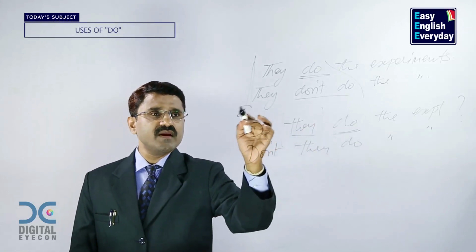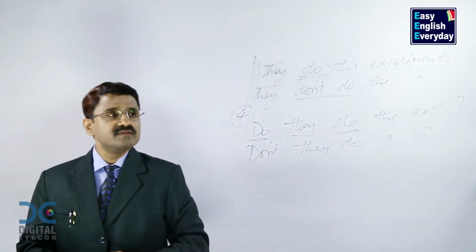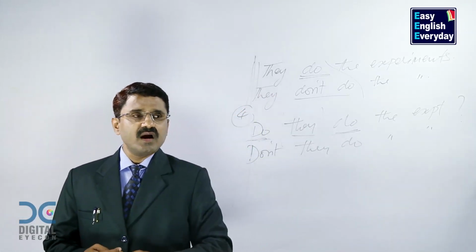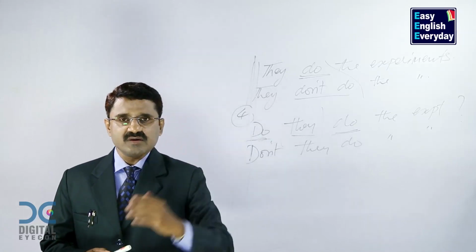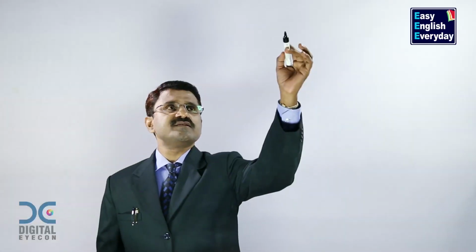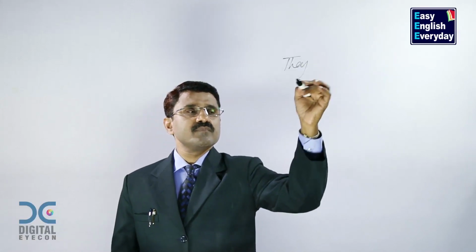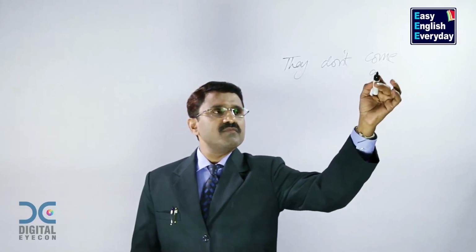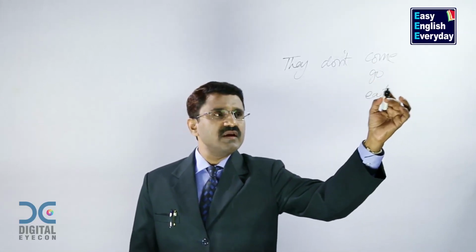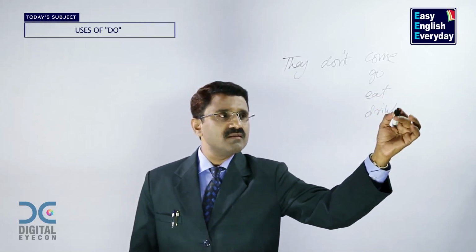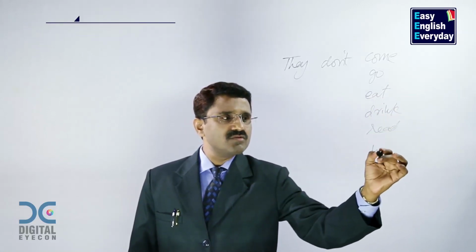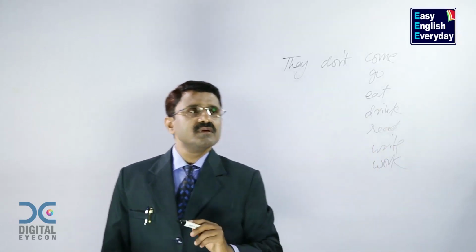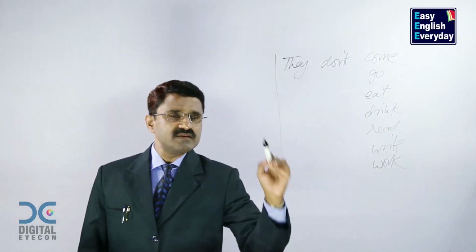This is the way of making four forms with each example. This is the way we have to use the do form. Now let us see how do helps me in making some more sentences. Take a look at these sentences. They don't come. They don't go. They don't eat. They don't drink. They don't read. They don't write. They don't work.